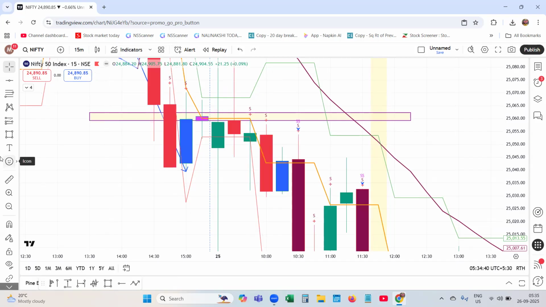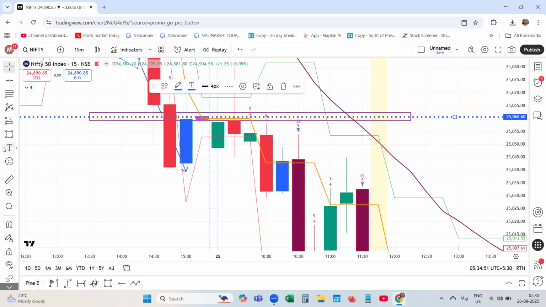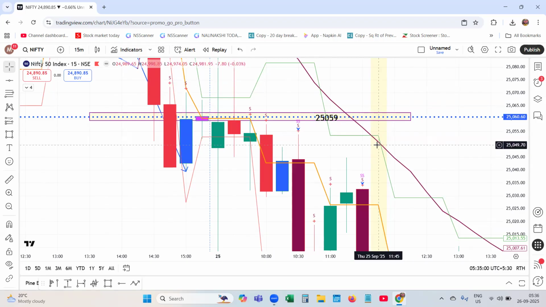You don't see the price. You see the, mark this line, 25,059, 25,059, and see for the close. There is no close at all. I am placing the cursor on this candle. The close is 25,054. The close is 25,058. So it has not crossed that barrier line.